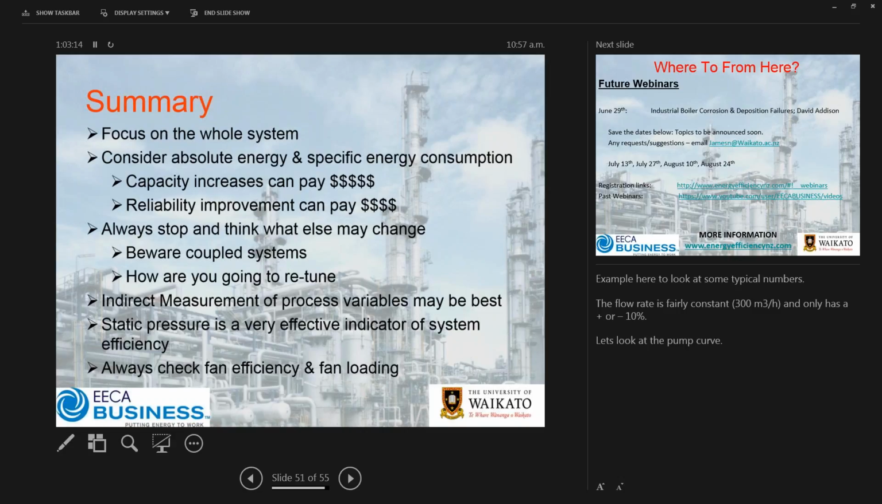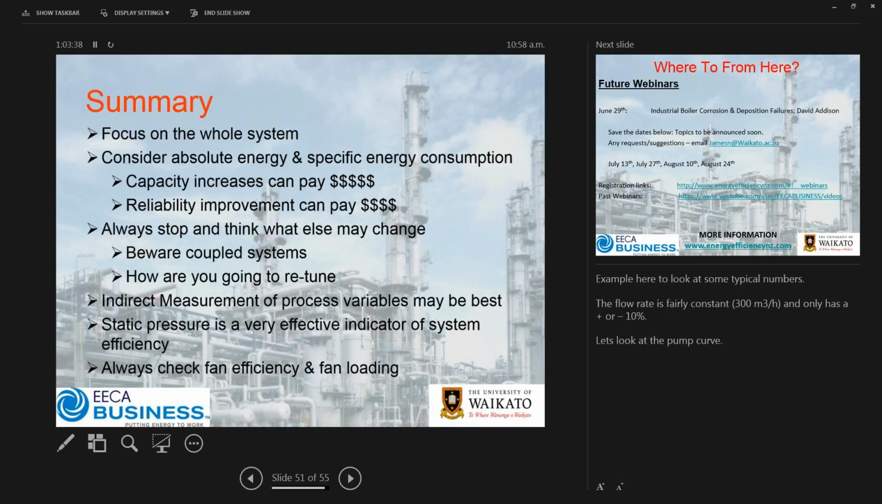Indirect measurement of process variables may help you to get a better handle on flow rates and the like, as opposed to doing a fairly complicated flow rate calculation, especially where you've got some system dynamics that it's too hard to capture in one go. You might be able to look at some other process variable and capture that dynamic and be able to infer from that what your process flows actually are.